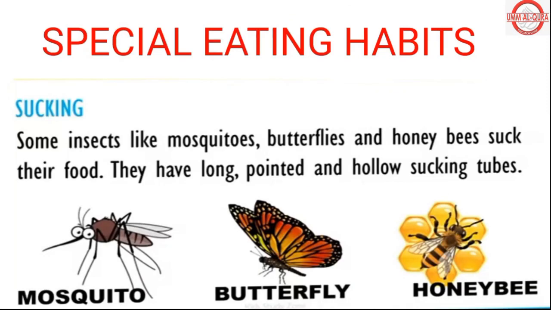Now we see some special eating habits of animals. Sucking. Some insects like mosquitoes, butterflies, and honeybees suck their food. They have long, pointed, and hollow sucking tubes.